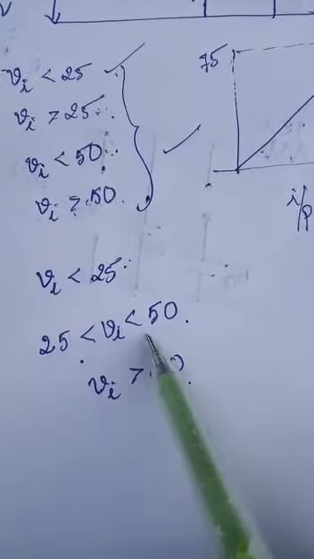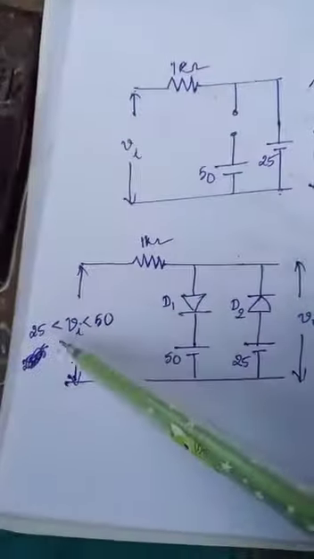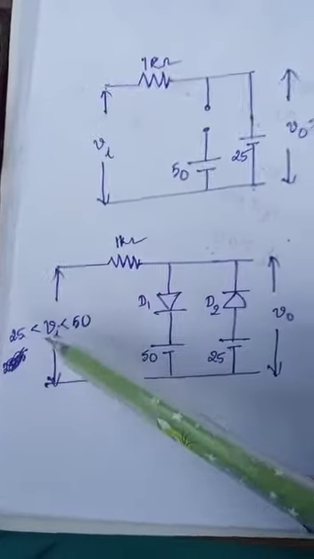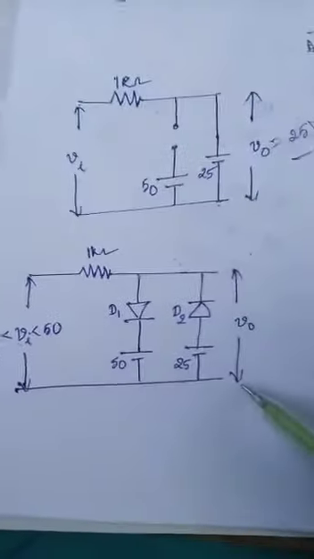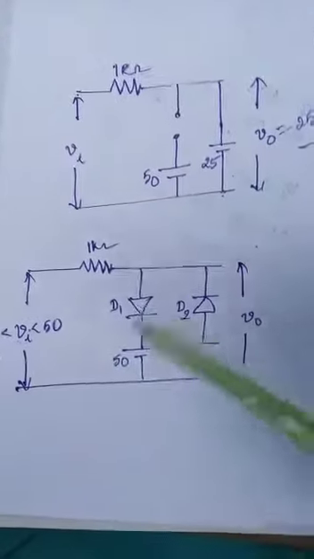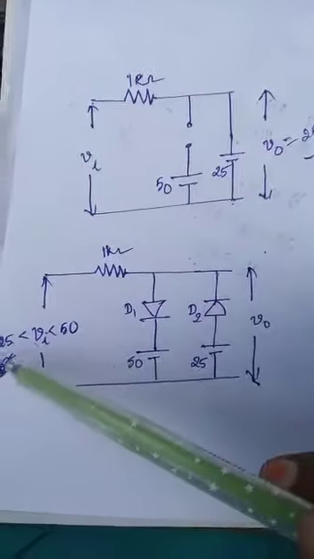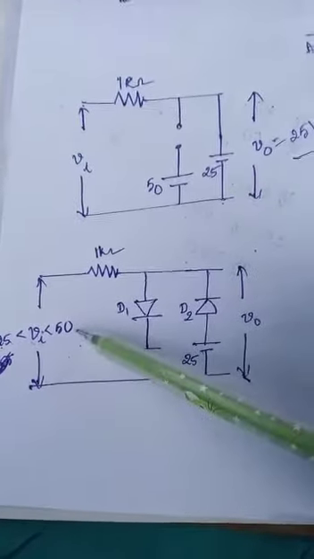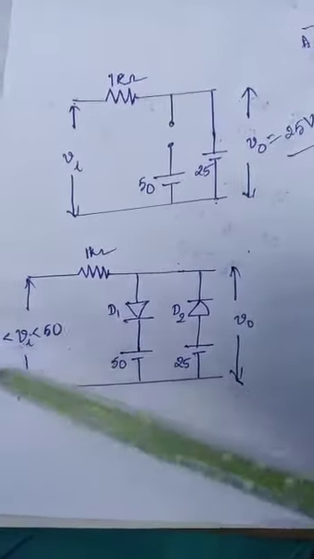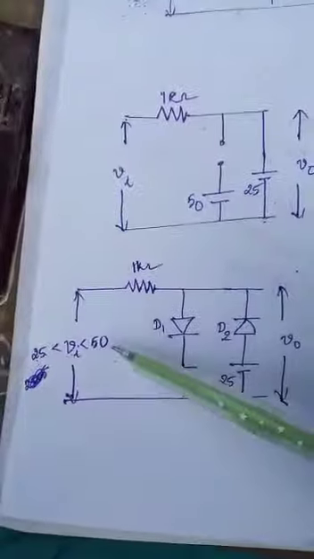Let us go for the second condition, that is the input voltage is in between 25 and 50, 25 less than Vi less than 50. Now we will apply that condition on the circuit diagram here. What does the condition tell us? The input voltage is in between 25 volts and 50 volts. What is the meaning of this? Input voltage is more than 25 and less than 50 volts.